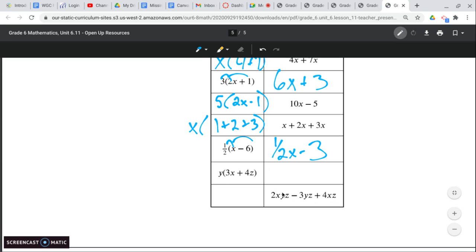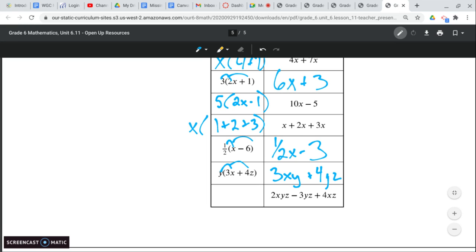All right, now we're getting into some with lots of variables. So notice we've got multiple variables and different kinds of variables. So here we're distributing the y to both of these, which already have variables. So we're just going to do 3xy plus 4yz. Now, it doesn't matter what order you put the variables in. So you could do 3yx and 4yz. You can do the y at the end in both of them. It doesn't matter where you place them because they're being multiplied together. I usually just like putting them in alphabetical order.